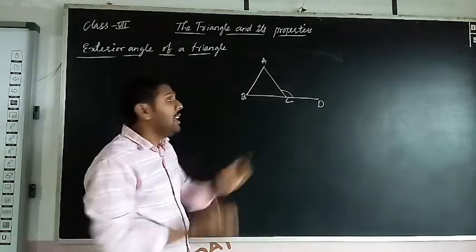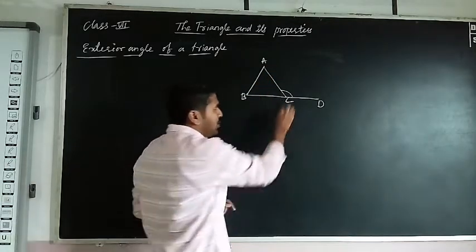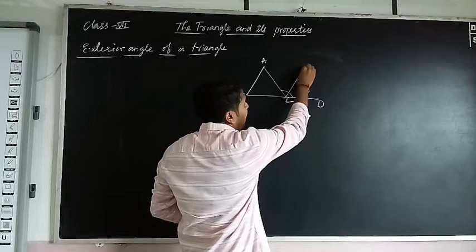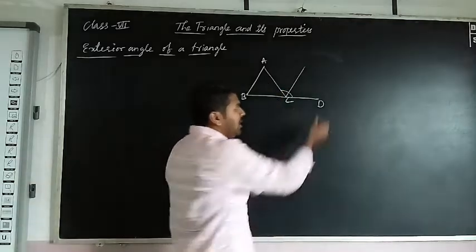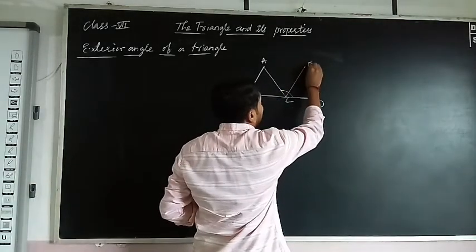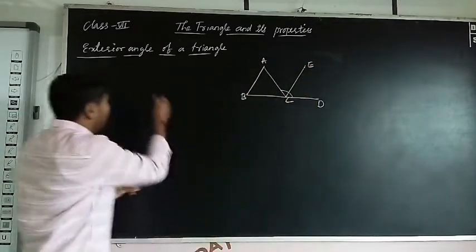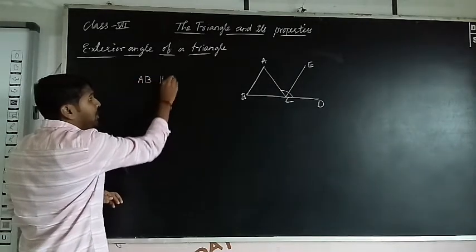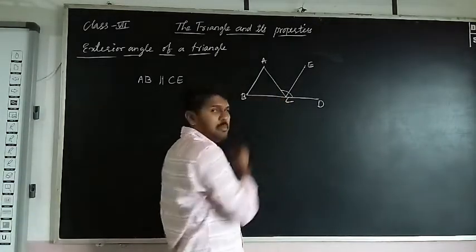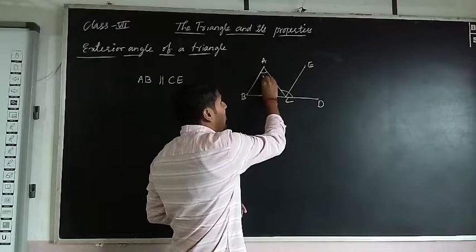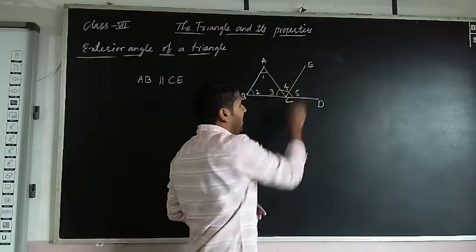So just draw the line that is parallel to AB from point C. From point C, draw the line that must be parallel to AB. Take it as E. So CE is parallel to AB. Here AB is parallel to CE. This is the condition. Now give the names: this one is angle 1, 2, and this is 3, 4, 5.